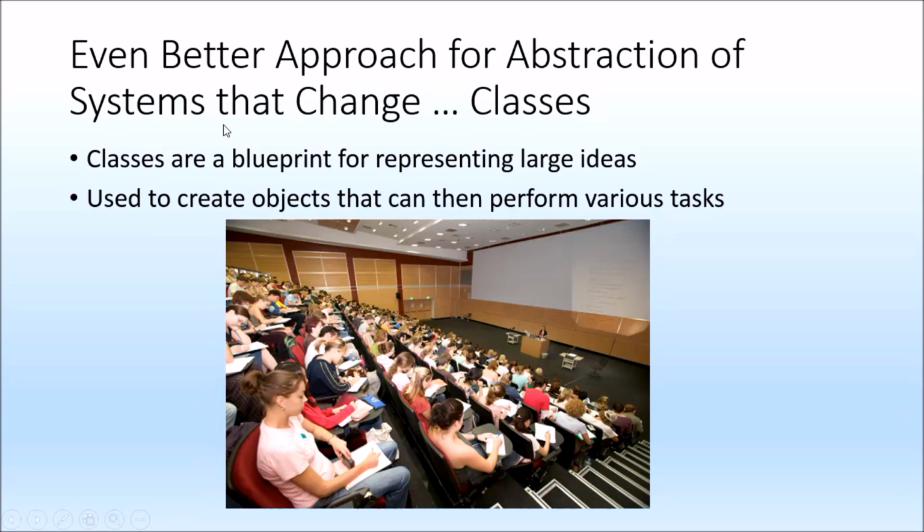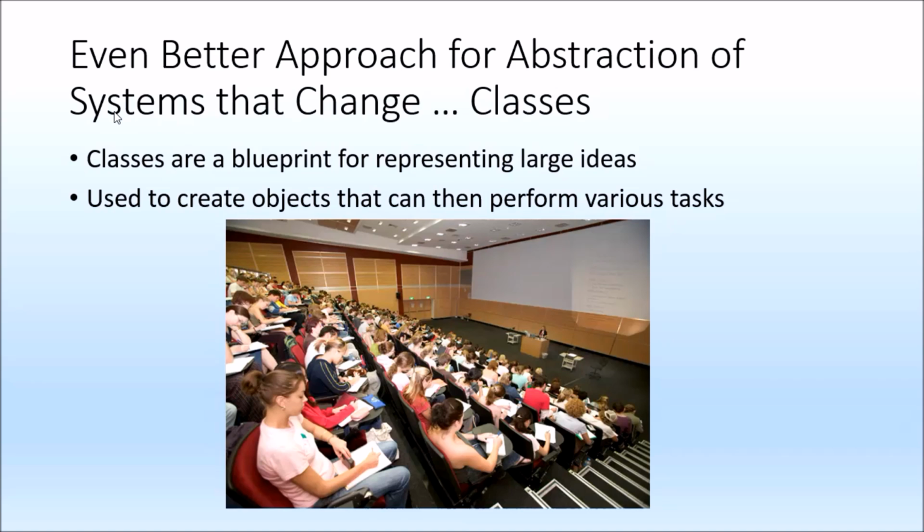So classes are essentially a blueprint for representing large ideas. The example I'm going to use in this video is a car. A car can't be just represented as a function, because a car can do many different things. It can drive, it can fill gas, it has a color. How do you represent all this in a function? It doesn't make any sense. So basically what classes do is they allow a blueprint for this type of large idea.